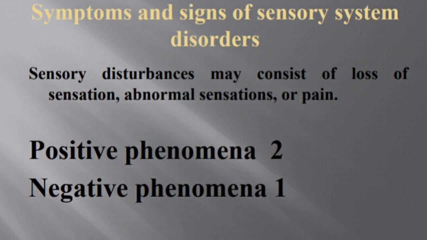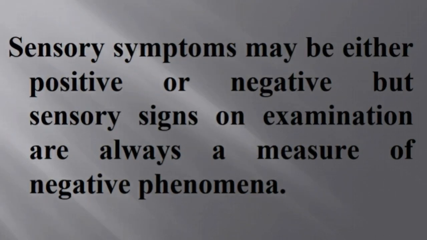either peripheral or central, often experienced as paresthesia, which means tingling sensation, because excessive phenomena represent excessive activity in sensory pathway. They are not necessarily associated with sensory deficit, which means loss upon examination, while negative phenomena represent loss of sensory function and are characterized by diminished or absent feeling, often experienced as numbness. In contrast to the positive phenomena, the negative phenomena are accompanied by abnormal finding on sensory examination. Sensory symptoms may be either positive or negative, but sensory signs on examination are always a measure of negative phenomena.